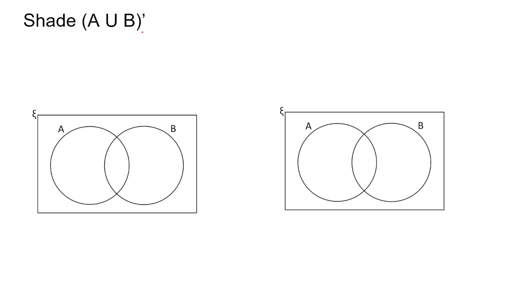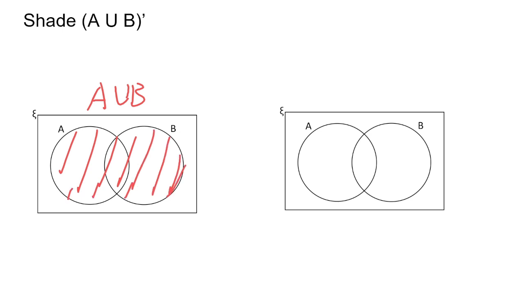Shade A union B complement. So first you just want to shade A union B. Work through it like brackets, like you would do for normal operations. So this is A union B, and then A union B complement would just be everything that's not this. And that's just the outside part, nothing of the circles.